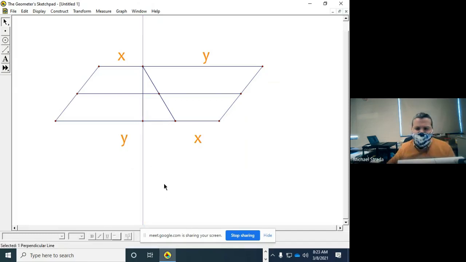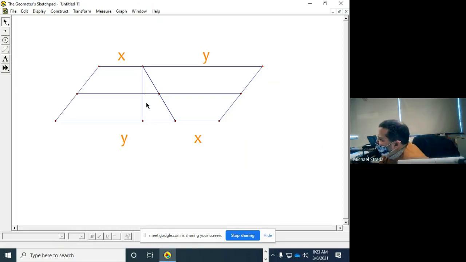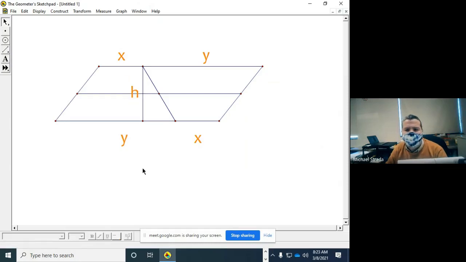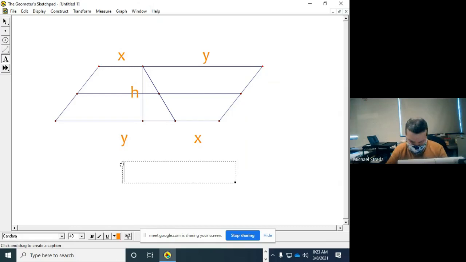All right? And that perpendicular line is the what? The original trapezoid's height. The altitude. Okay? Is that also the height of the parallelogram? Absolutely. So I'm just going to call that H. So the area of the parallelogram equals X plus Y times H.